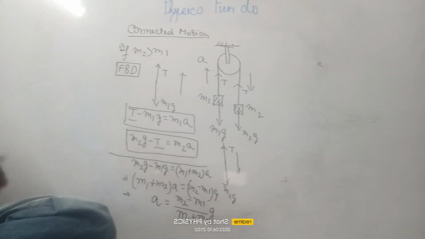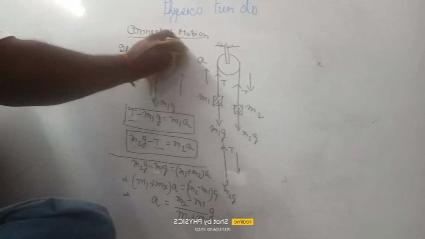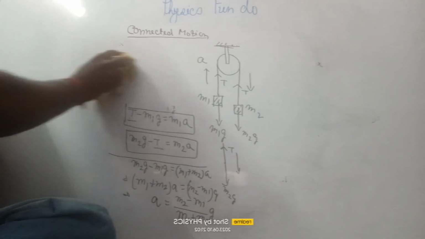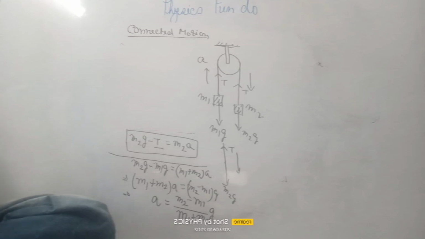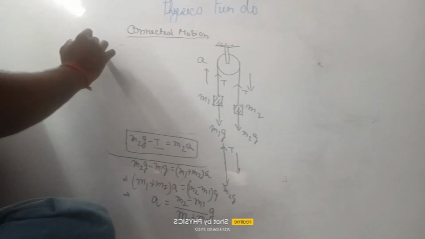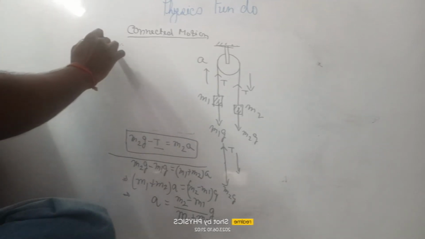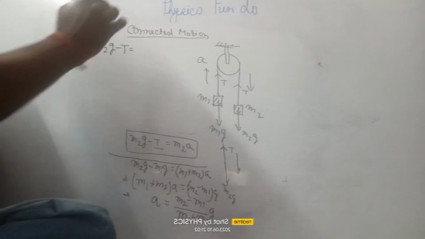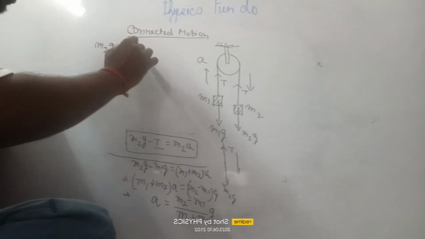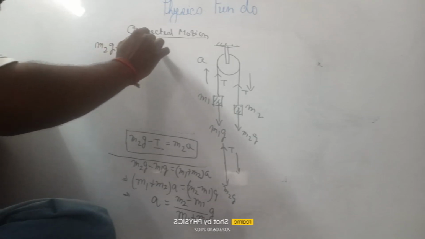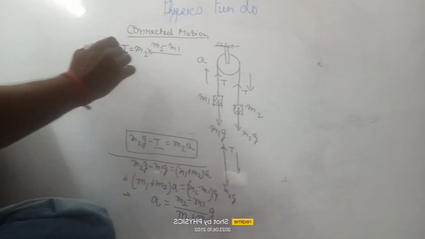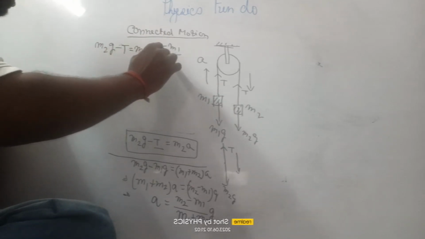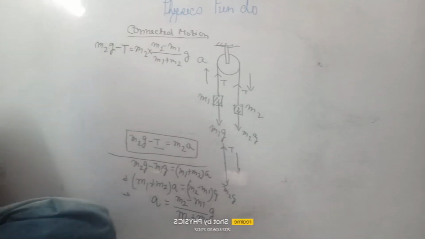Now to find the tension of the string, let us take the second equation and put the acceleration there. m2g minus T is equal to m2 into (m2 minus m1) by (m1 plus m2) into g.